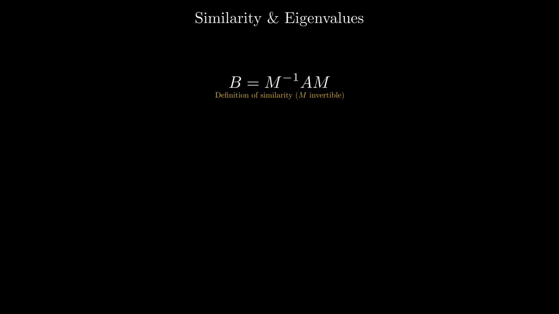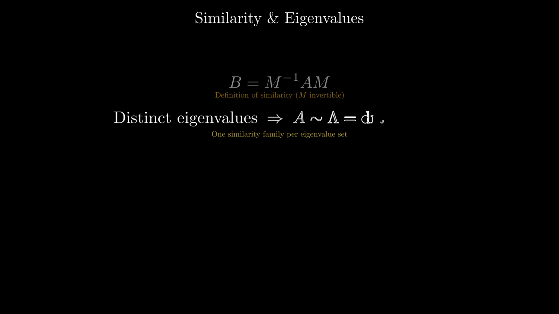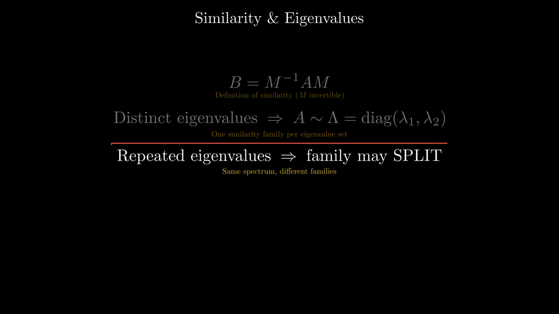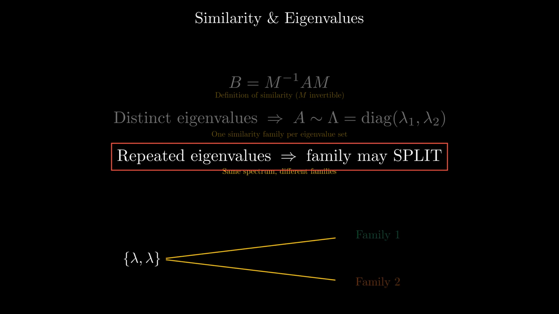Recall the definition. Two matrices A and B are called similar when B equals M inverse times A times M for some invertible matrix M. When a matrix has distinct eigenvalues, life is simple. Every such matrix is similar to the diagonal matrix Lambda built from its eigenvalues. One eigenvalue set gives one similarity family, but the moment eigenvalues start to repeat, that clean rule breaks down. A single set of eigenvalues can split into multiple disjoint similarity families that never talk to each other.